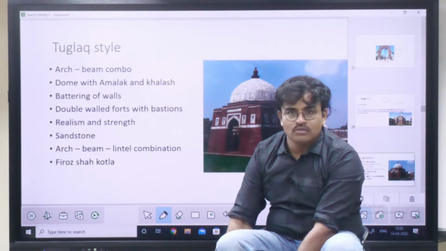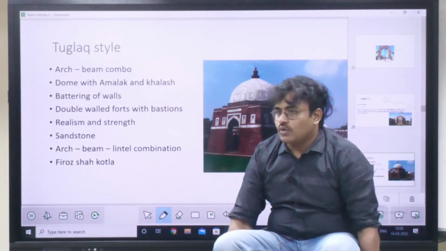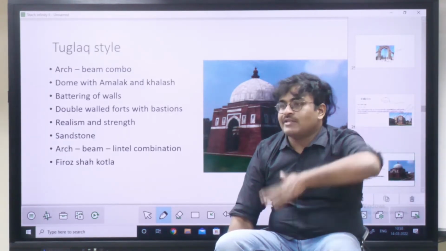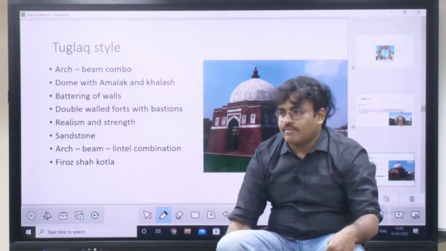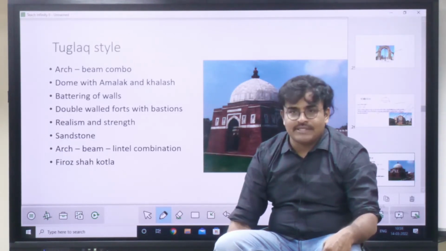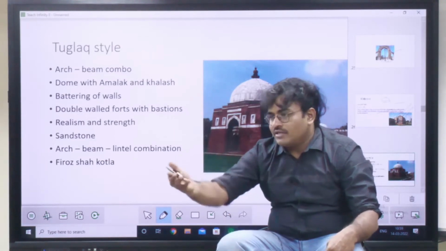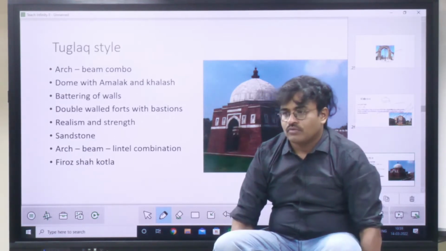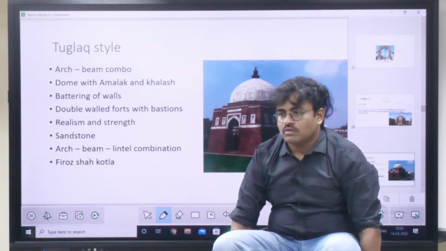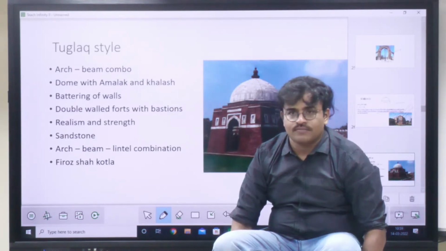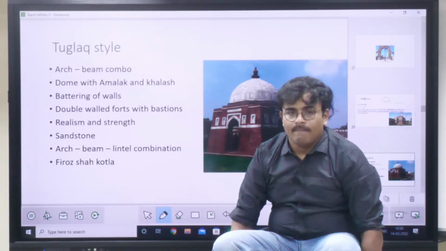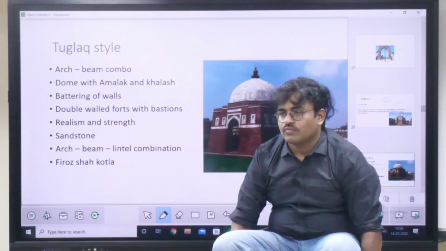Firoz Shah Kotla stadium, you know, in Delhi. That is originally a palace ground of Firoz Shah Tughlaq. That was constructed into a cricket stadium later. Firoz Shah Kotla is the best example. Then after that, you can also write the Tughlaq tombs, which are enclosed in park-like structures.